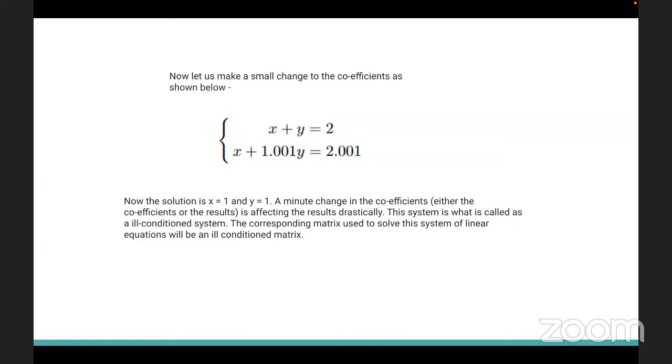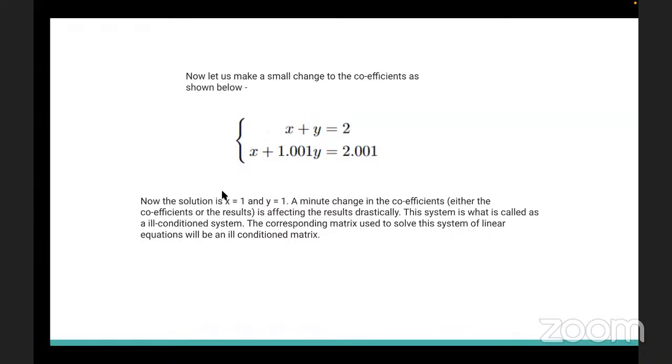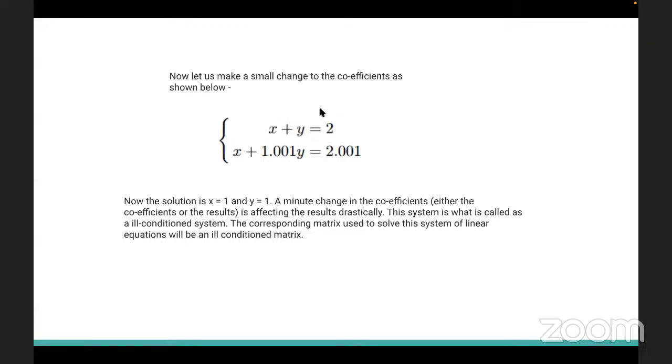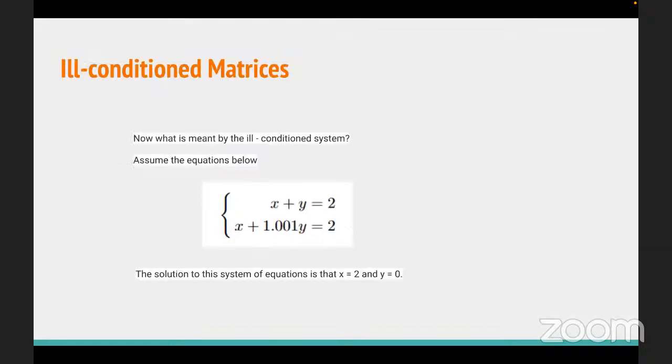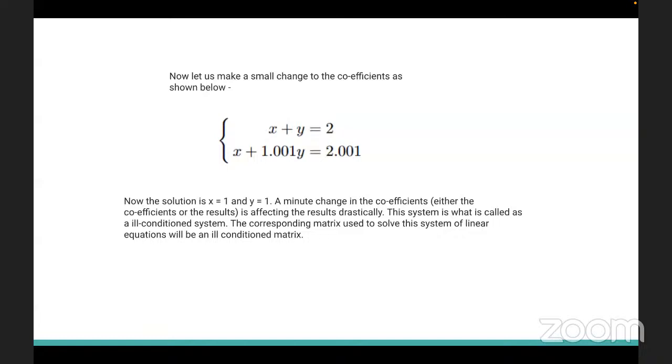But when you now solve this equation, just because of an extra 0.001 mistake that was made in the results, the value of x is now 1 and the value of y is now 1, from x equals 2 and y equals 0. What changed? 0.001 was added to the output of the second equation.